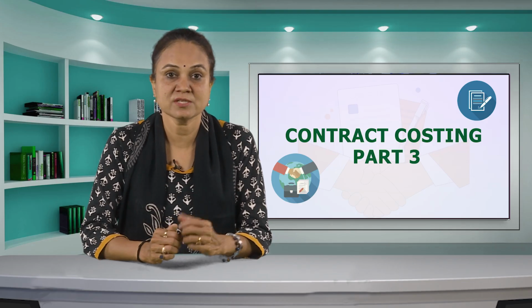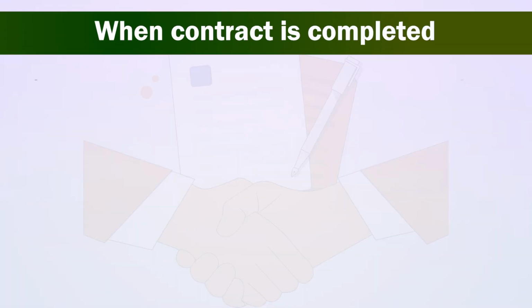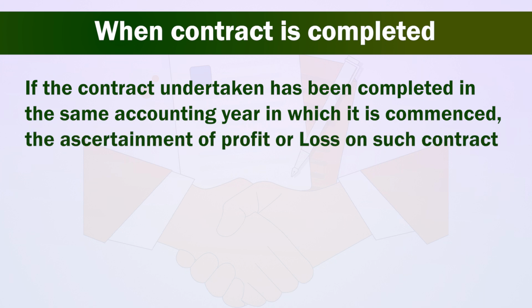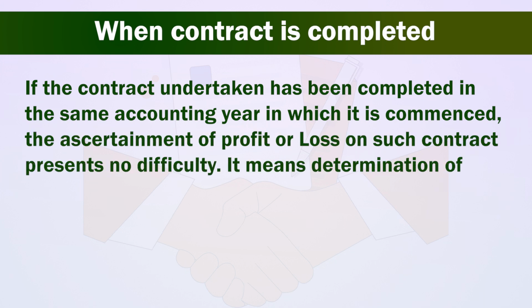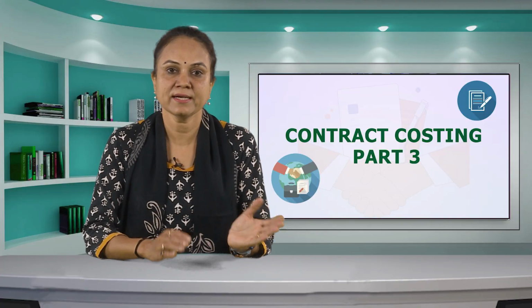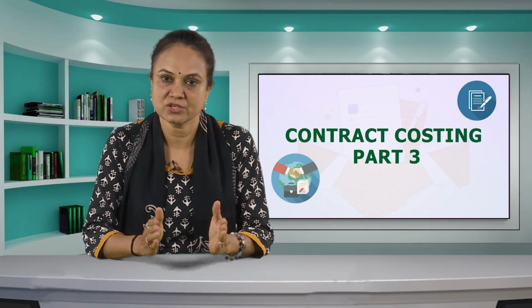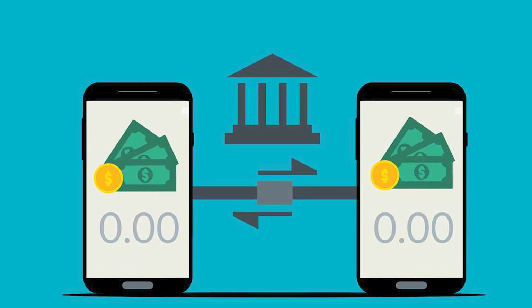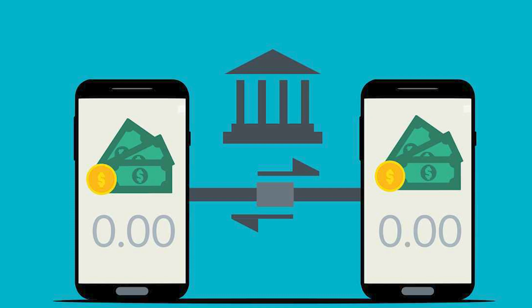Let's understand first when contract is completed. If contract undertaken has completed in the same accounting year in which it is commenced, the ascertainment of profit or loss on such contract presents no difficulty. It means determination of profit or loss is easy. Here, all direct and indirect costs are charged to contract. The contract price is credited to contract account by debiting contractee account.